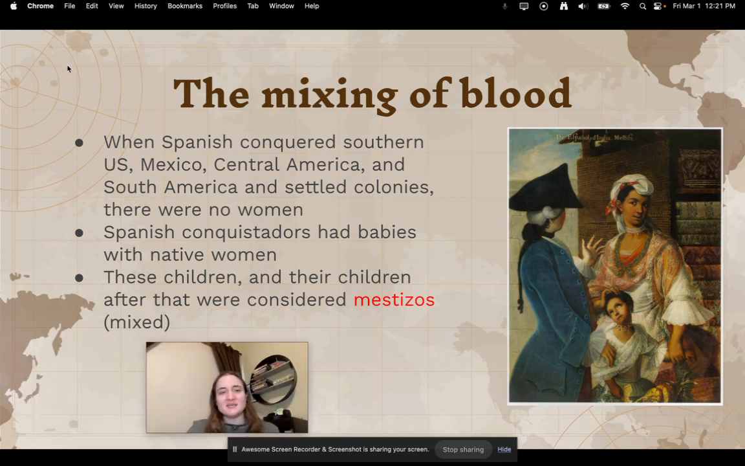So the mixing of blood. So when the Spanish conquered southern United States, Mexico, Central America, and South America, and settled colonies, there were no women that came with them on these ships over here. Okay? So Spanish conquistadors had babies with native women. These children and their children after that would be considered something called mestizos, okay, which literally means mixed.